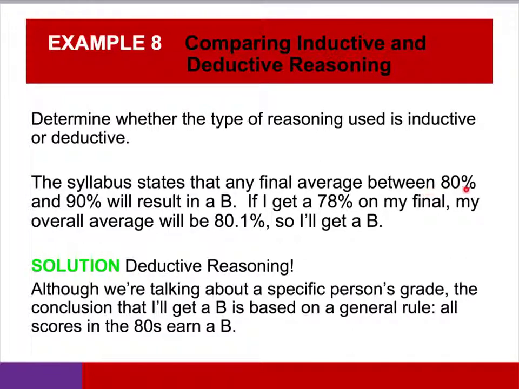Here's the rule. Between 80 and 90% will get a B. He didn't know that from trial and error. There's a rule. The teacher stated this is what's going to happen if you get that. So because he got that, he's following the rule. That's deductive reasoning. So inductive is a pattern. Deductive is rules. Hopefully that will help you out.